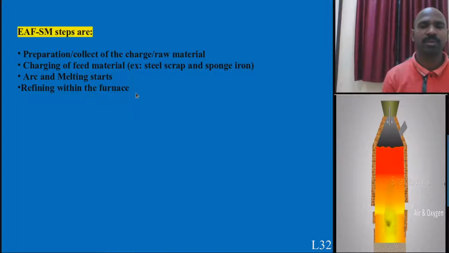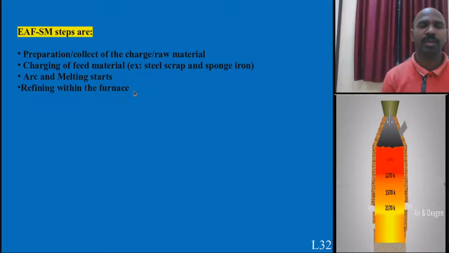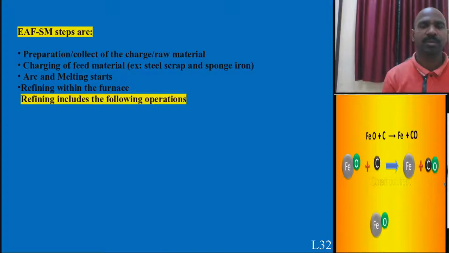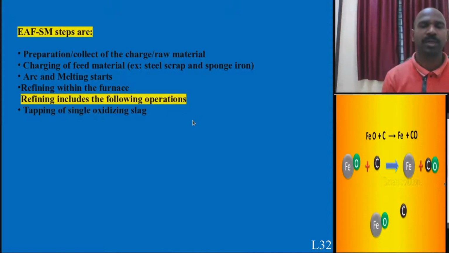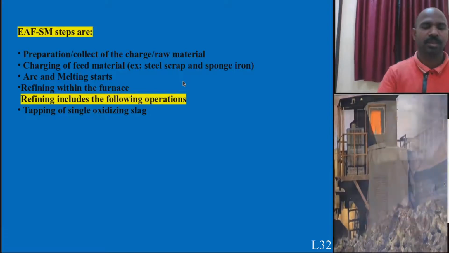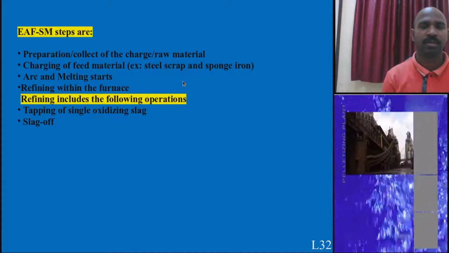Refining within the furnace takes place as time proceeds. Arc radiation evolves, and once it reaches the melting stage within the liquid steel, due to the chemical energy, heat evolving or heat absorption and chemical reactions between molecules and atoms take place, and refining occurs. Refining mainly includes the following operations. First, if you are using oxidizing slag only or scrap, the oxidizing slag is removed.